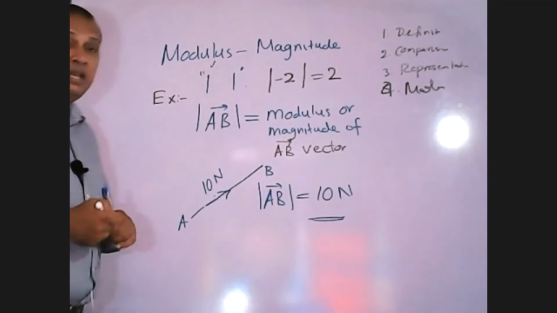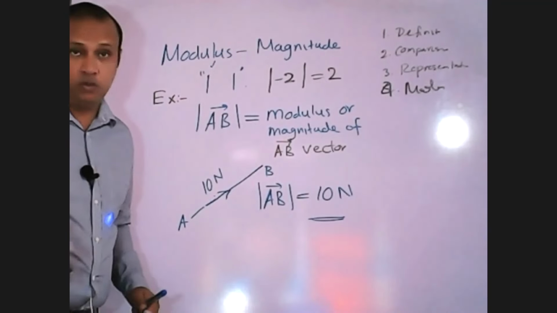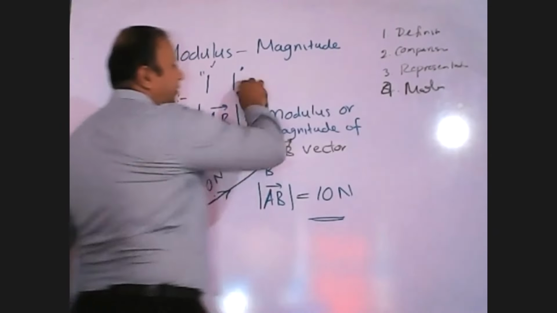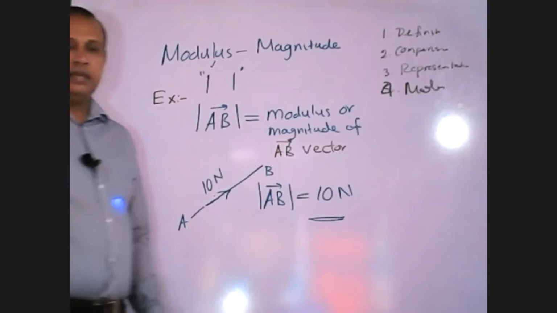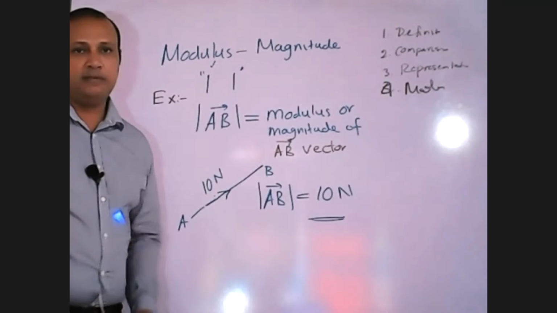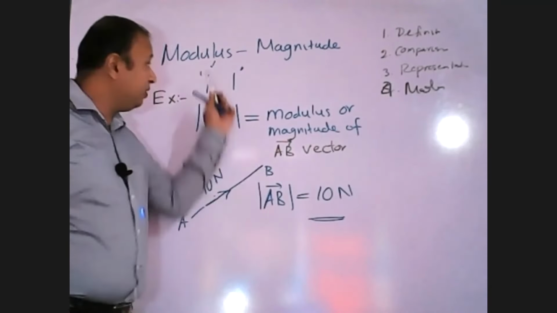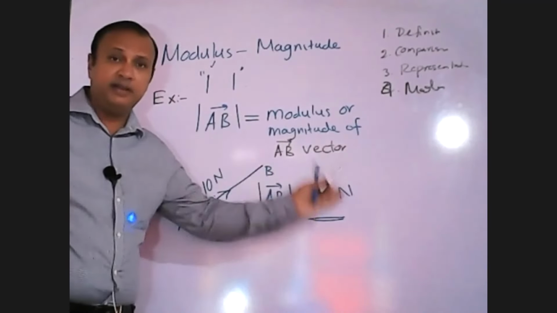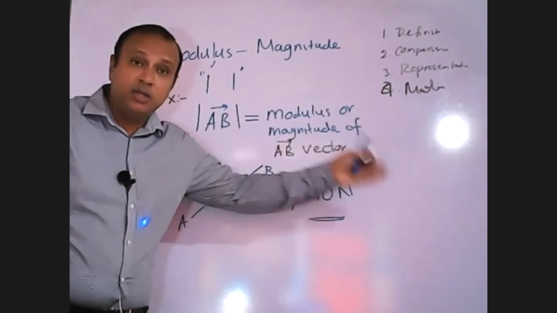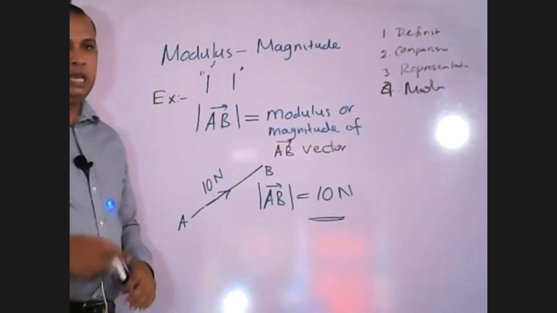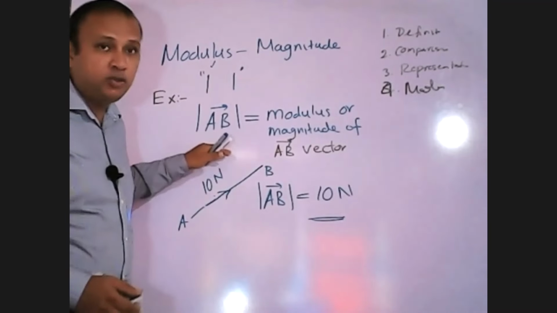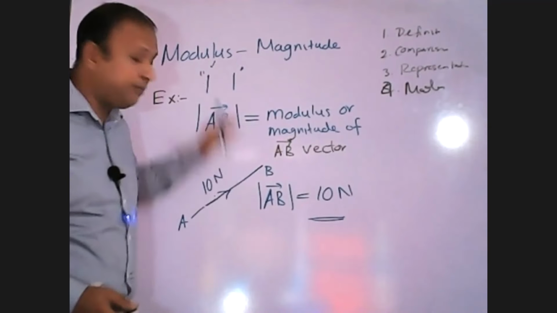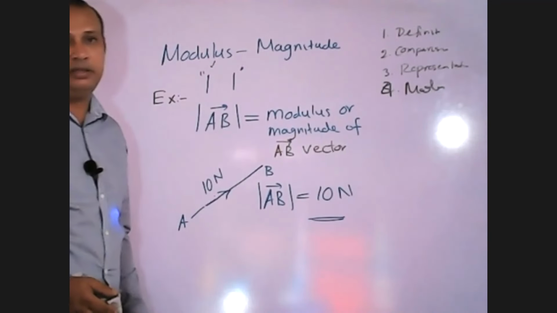So this modulus symbol means the magnitude of any quantity, not only vector quantity. It is a universal symbol. We can use this symbol for any quantity. If we use this symbol for any quantity, that means we are going to take the magnitude of that quantity. So we can use this symbol for a vector too. If we use it for a vector, that means we are going to take the magnitude of that vector.